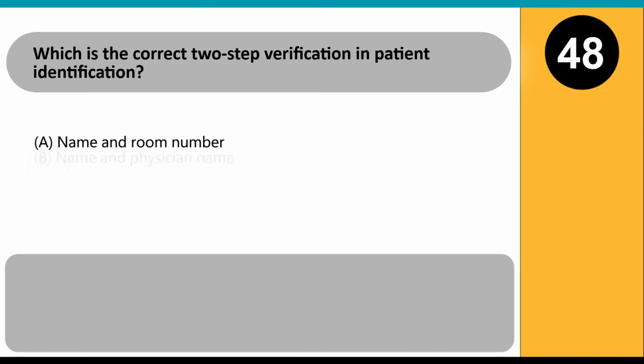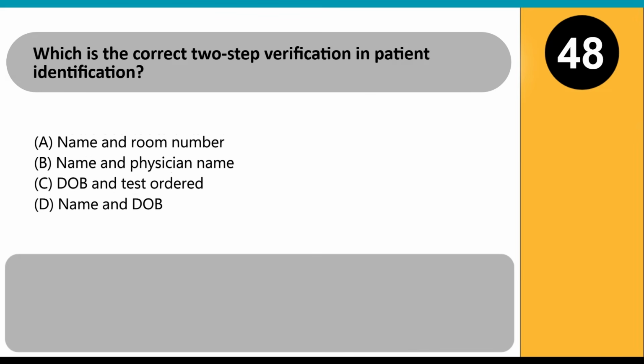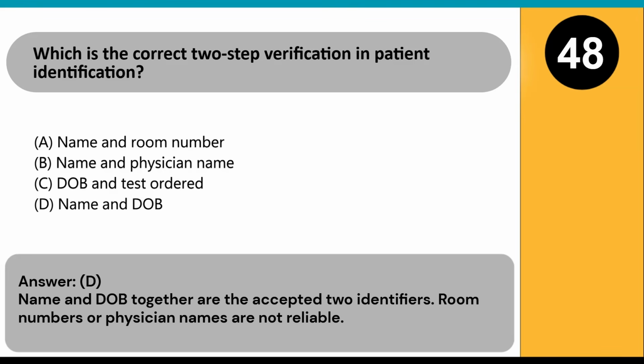Which is the correct two-step verification in patient identification? A. Name and room number. B. Name and physician name. C. DOB and test ordered. D. Name and DOB. Answer D. Name and DOB together are the accepted two identifiers. Room numbers or physician names are not reliable.